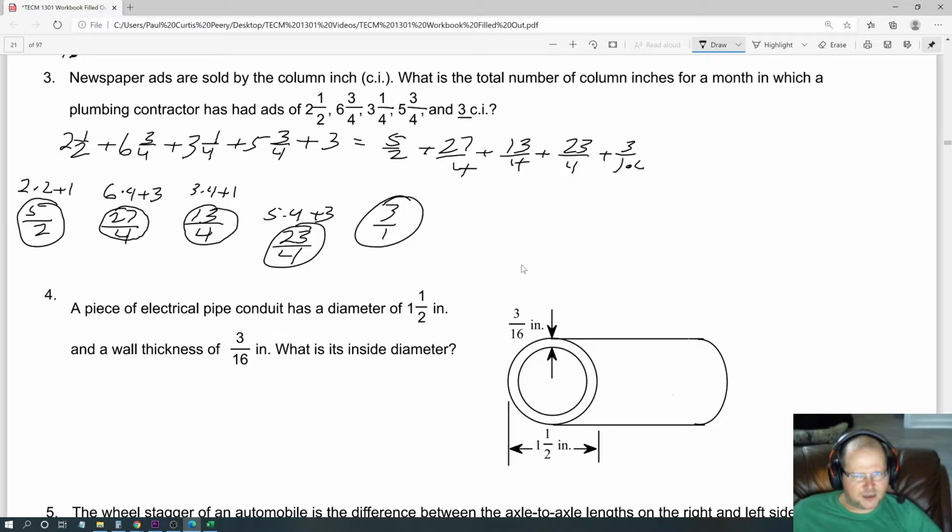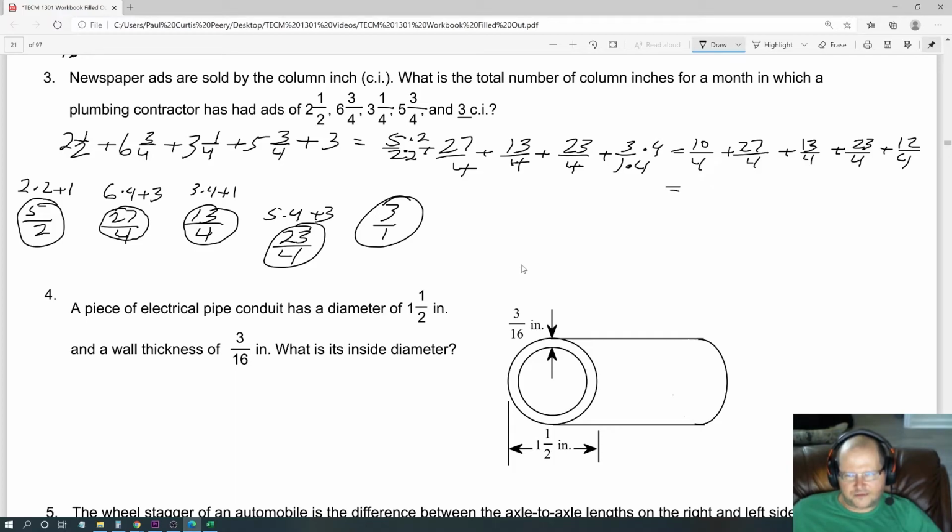Then we multiply the denominator by 4, multiply the numerator by 4, and then we multiply this denominator right here by 2, and multiply that numerator right there by 2 as well. Okay, we're trying to get the least common denominator of 4. Now 4 just stays the same. We don't need to do anything with that. So what that does is it gives us 10 over 4 plus 27 over 4 plus 13 over 4 plus 23 over 4 plus 12 over 4, right?